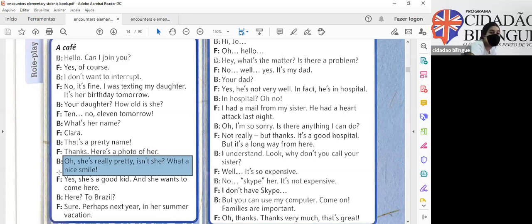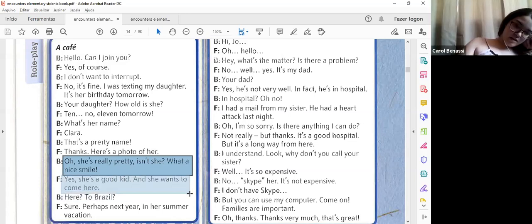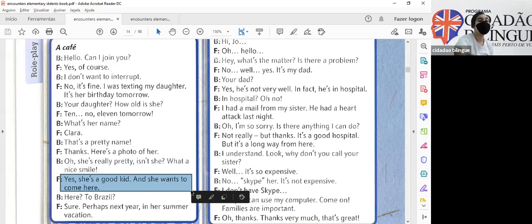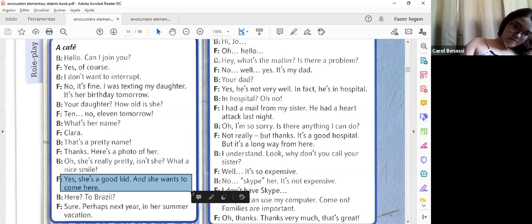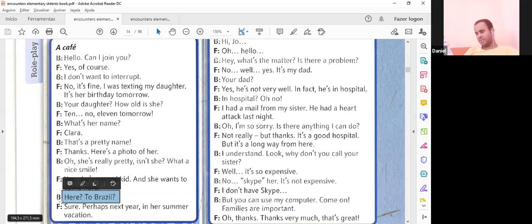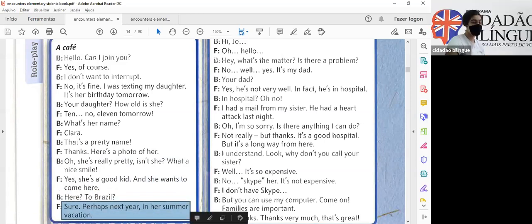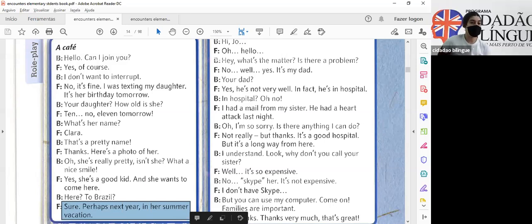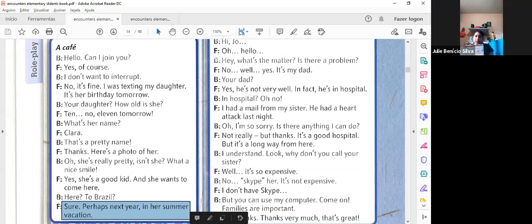Yes, she's a good kid. And she wants to come here. Here, to Brazil? Sure. Perhaps next year. In her summer vacation. Very good.